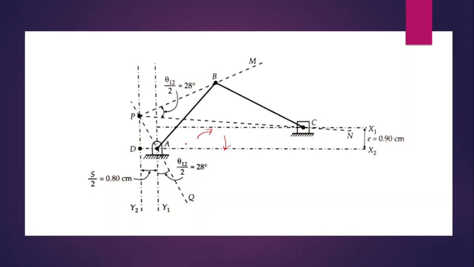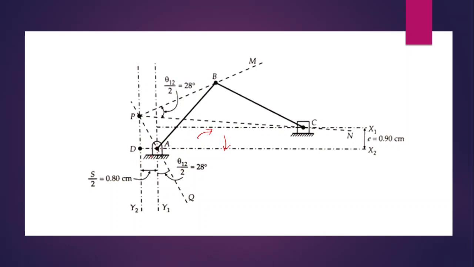Then we can select any point arbitrary on x2, any point A, and name it as A. That point is the pivot point of the crank AB. Then first draw two parallel horizontal lines, then select any point on x2.